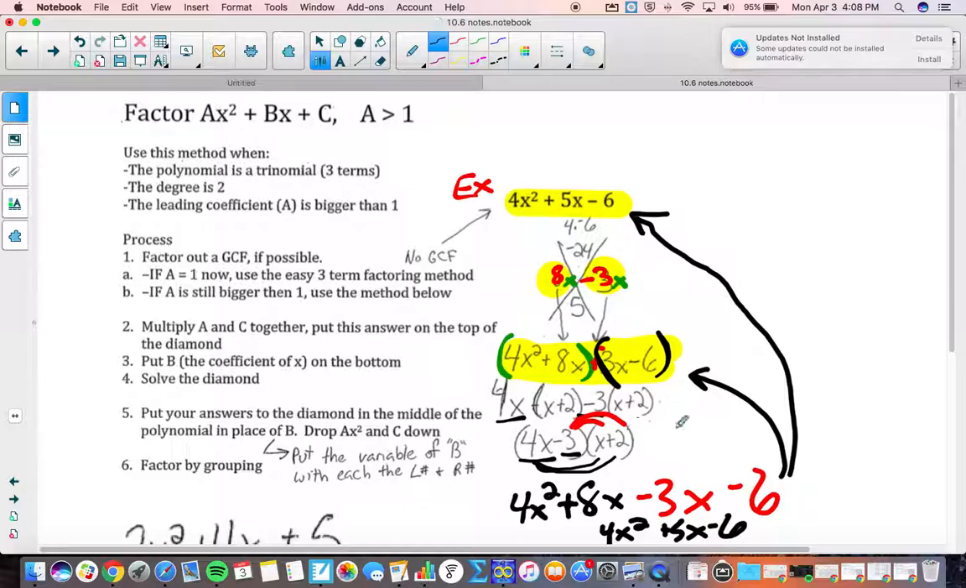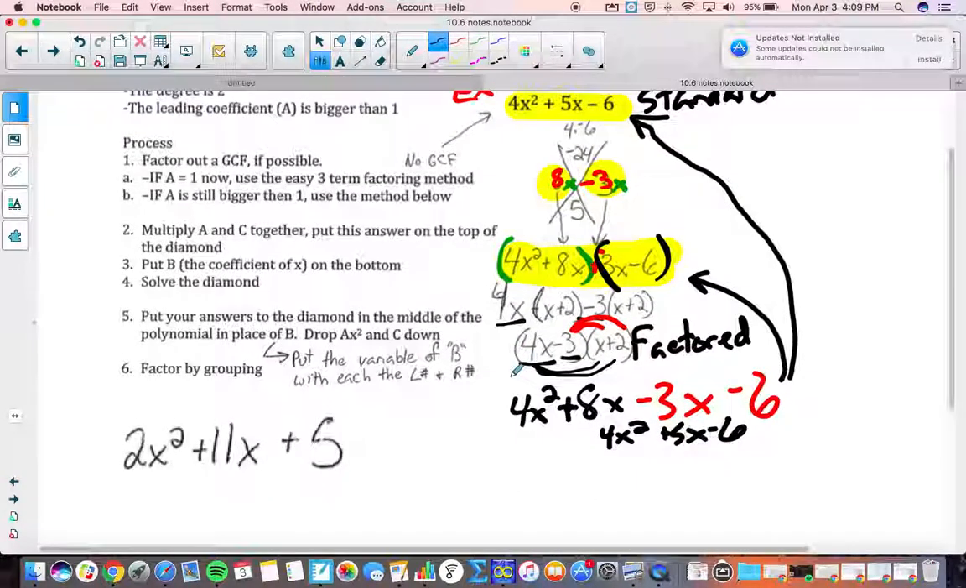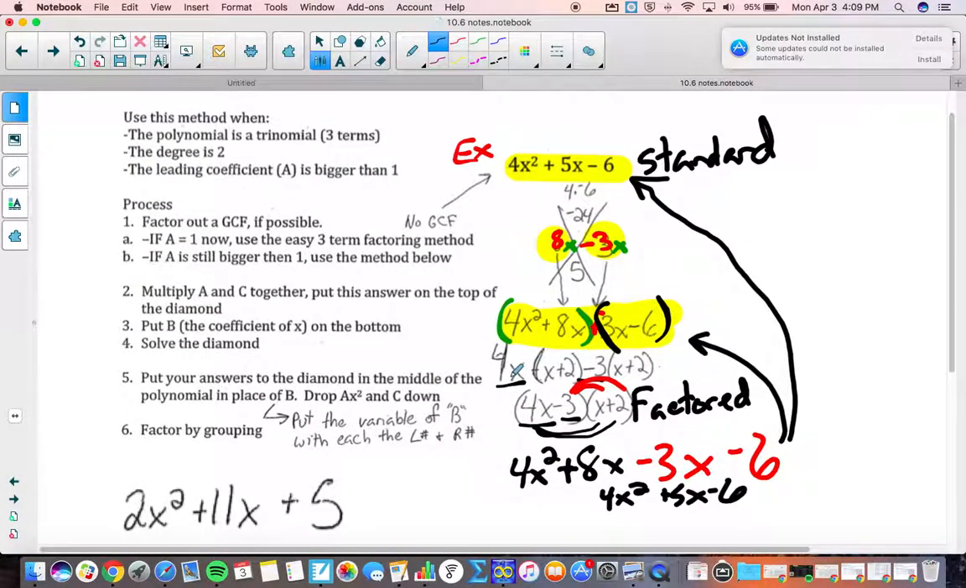Boom. This is the true equivalent factored form of this polynomial in standard form. We have factored that polynomial. Let's see if we can use this process to try to help us out with this. So look for a GCF in this example right here.